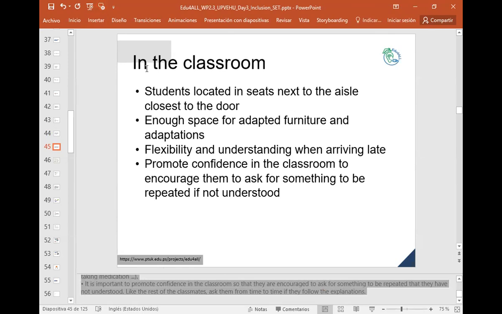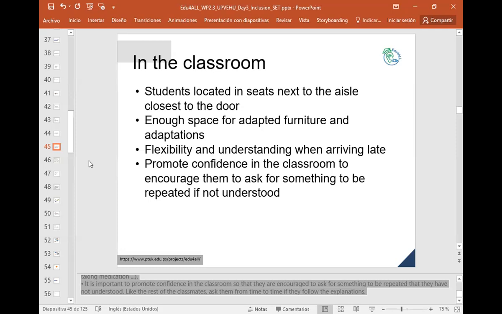It is convenient that the students who use wheelchairs, walkers, crutches, are located in seats next to the aisle closest to the door, to facilitate greater autonomy in their movements, within the same classroom, to leave and enter, etc. They should also have enough space if they need to use adapted furniture and for the deployment of the adaptations they can use, computer, communicator.